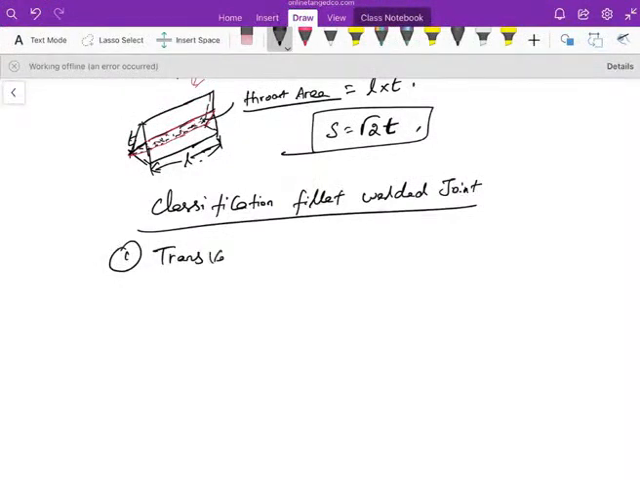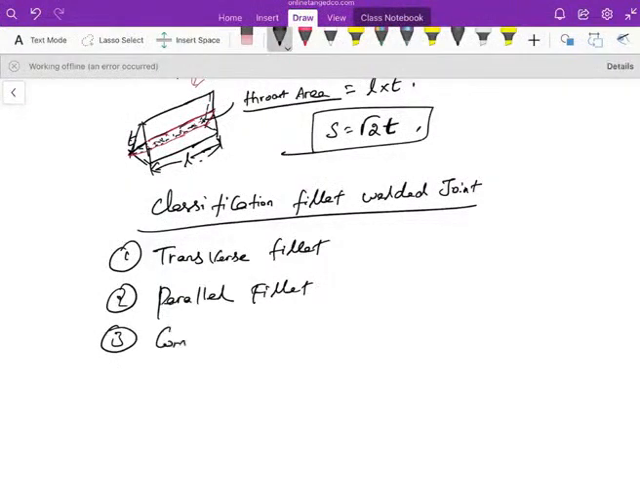Transverse fillet. The second one is parallel fillet. The third one is combined transverse and parallel fillet. Okay, what is the first case?